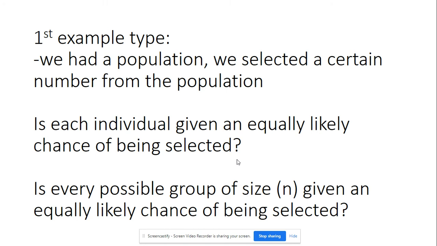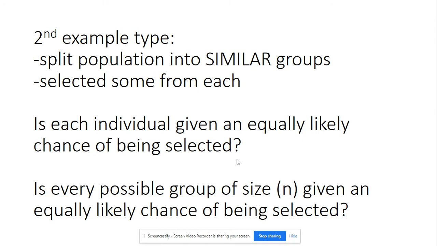So just with my first example, is each individual given an equally likely chance of being selected? I had 12, I picked 4. Did I have anything that encouraged you that they were not equally selected? No, so all of them had an equal likely chance of being selected. Now, is every possible group of size n given an equally likely chance of being selected? That's a weird question to answer with this one. I'll answer with the second one.